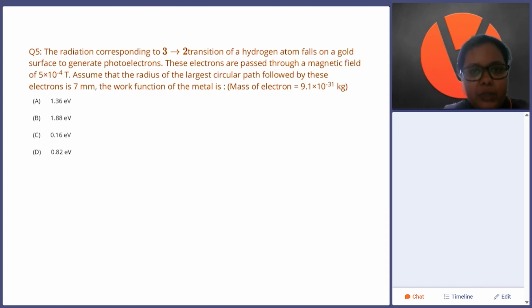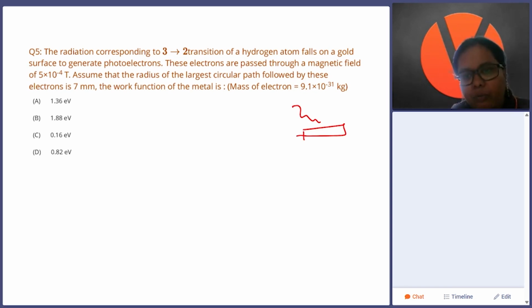The radiation corresponding to the 3 to 2 transition of a hydrogen atom falls on a gold surface to generate photoelectrons. These electrons are passed through a magnetic field of 5 into 10 power minus 4 Tesla. Assume that the radius of the largest circular path followed by these electrons is 7 millimeter. The work function of the metal is asked, with the mass of the electron given. So how will we find out the work function?